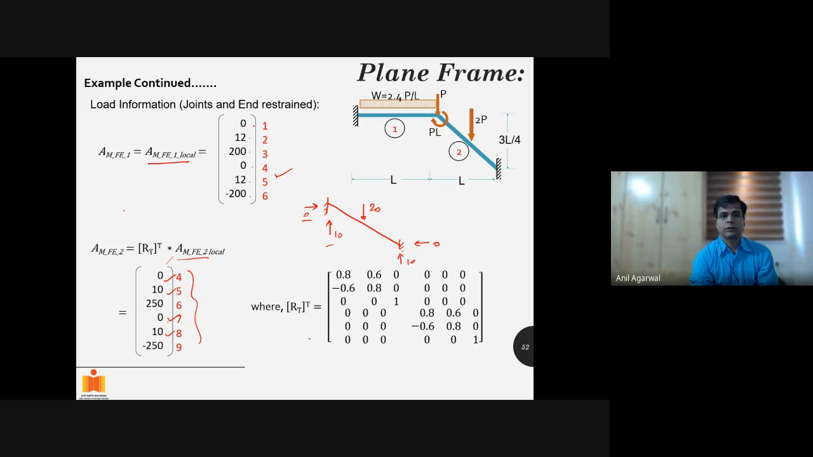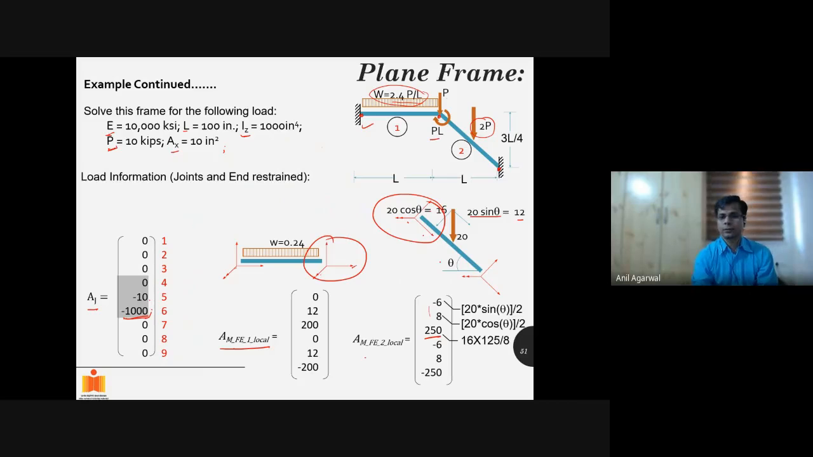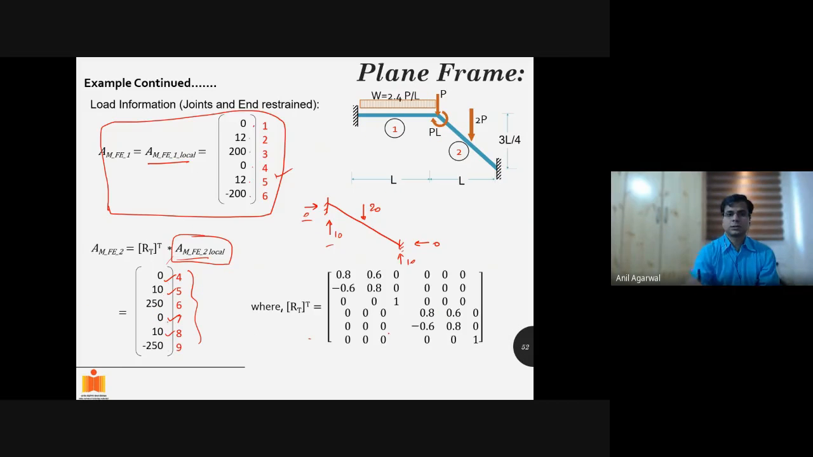Yes, sir. For the first member, there was no transformation required. We got the fixed end moments and reactions for the first member, which were calculated in the local coordinate system. Same we can use in the global coordinate system. For the second member, we had this vector, which we calculated before. This we pre-multiplied with this RT transpose that is given here. And we got AMFE2. This is that vector. That's all. We could have done this directly also, but it's better to do it in a methodical way so that you can develop a program.